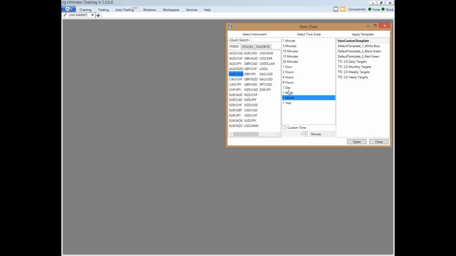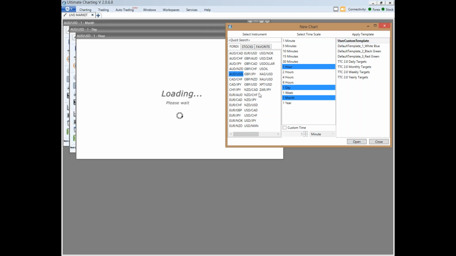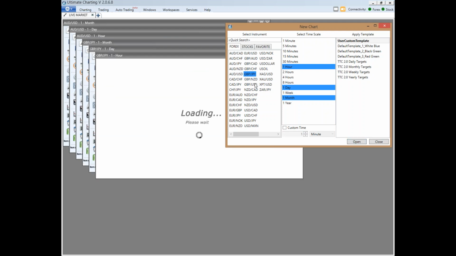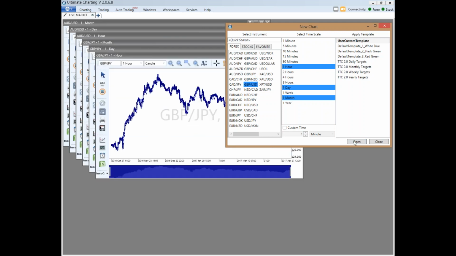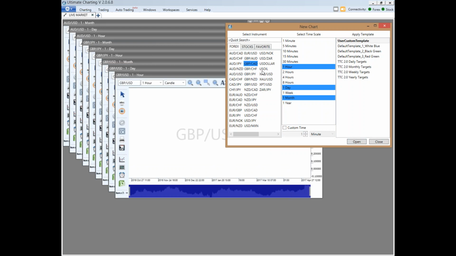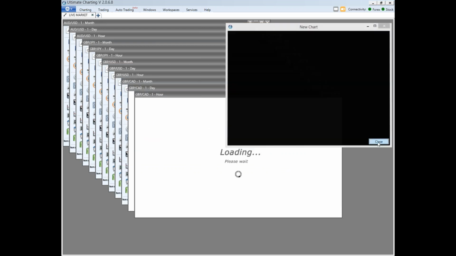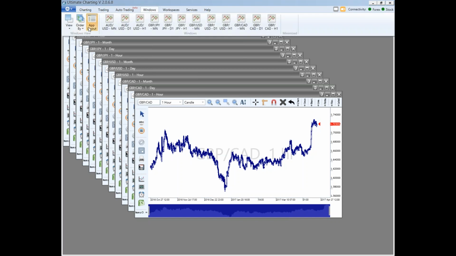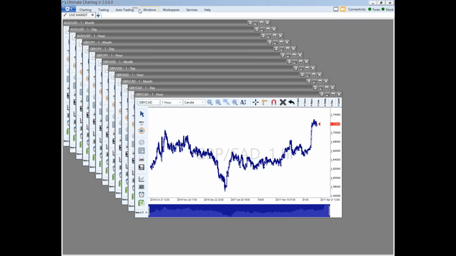But ultimately what I want to do here is take a look at the 3 different time frames and begin to break this down. So Australian US dollar in a 1 hour time frame, daily time frame, monthly time frame, pound yen, also pound dollar, and pound Canadian. Let me open these currency pairs up. And so that is here. Let me tile these together. Whoops, did not mean to press that button.